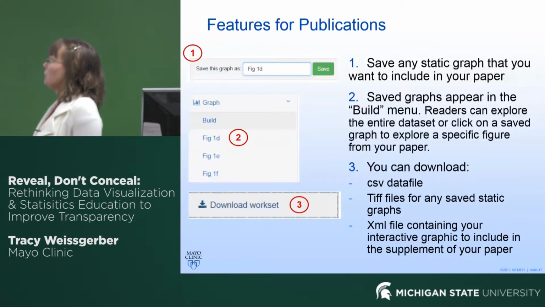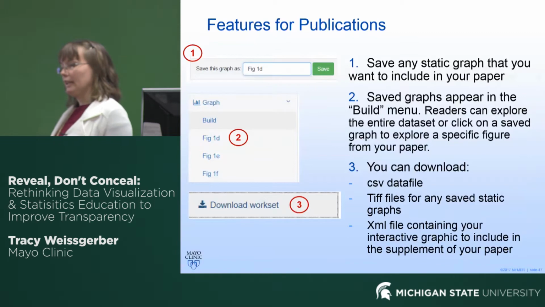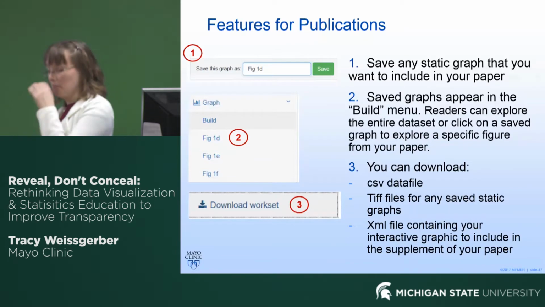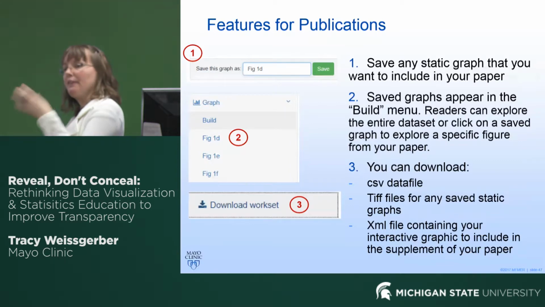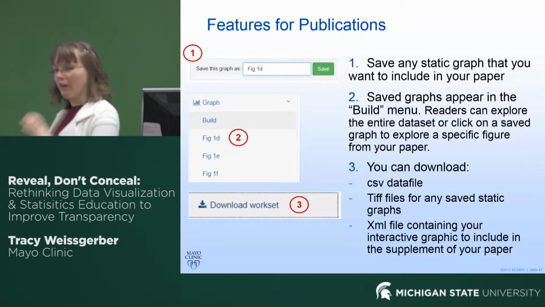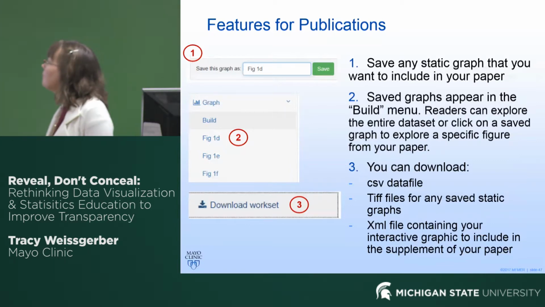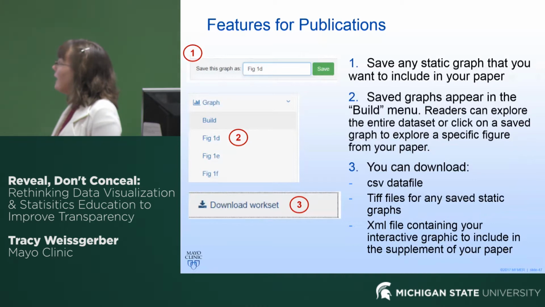The interactive tool also has some features for linking to publications. In particular, we want to make sure that the static graphs that we present in our paper align with the interactive graph that we are giving people to play with. So there are some functions that allow you to save any static graph that you create using the tool in your paper. So I can simply enter a name for the figure.